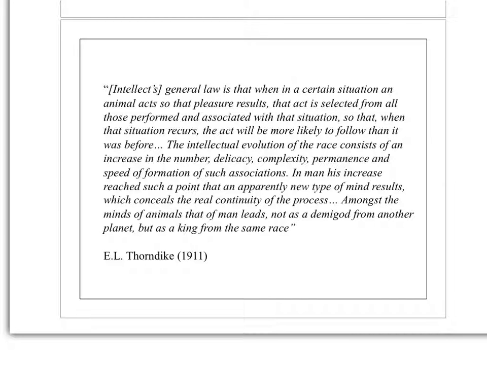The general law is that when in a certain situation an animal acts so that pleasure results, that act is selected from all those performed and associated with that situation, so that when the situation recurs, that act will be more likely to follow than it was before. So the intellectual evolution of race consists of an increase in the number, delicacy, complexity, permanence, and speed of formation of such associations.